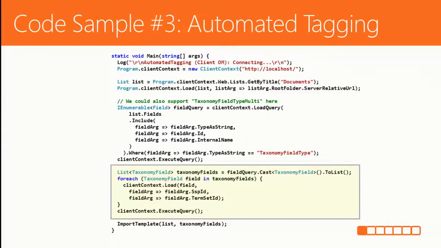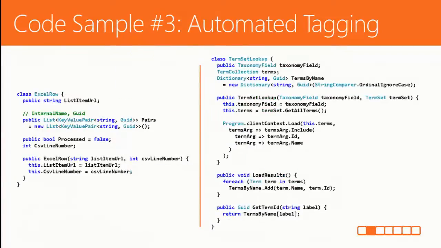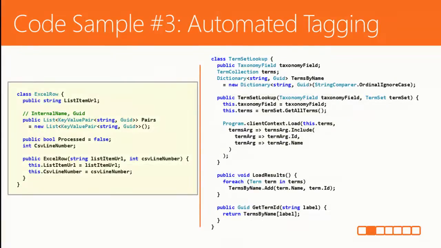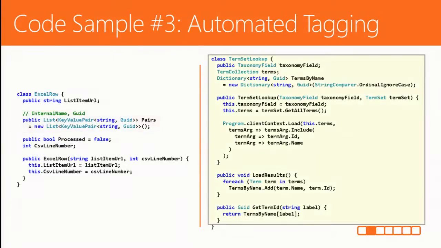Then for each of the fields, I'm going to go through and load more stuff. And then import template is the main starting point of stuff. And before we get into the actual importing, I'll just mention some of the other data structures I'm using. So when I read the stuff from the Excel CSV file, I have a class that represents the items that I'm reading, and I have some code that reads that. And then I should call out, in Excel, if you remember, there's a column that has the internal name of the taxonomy field, and then I have the GUID of it. So this is just data structure stuff.